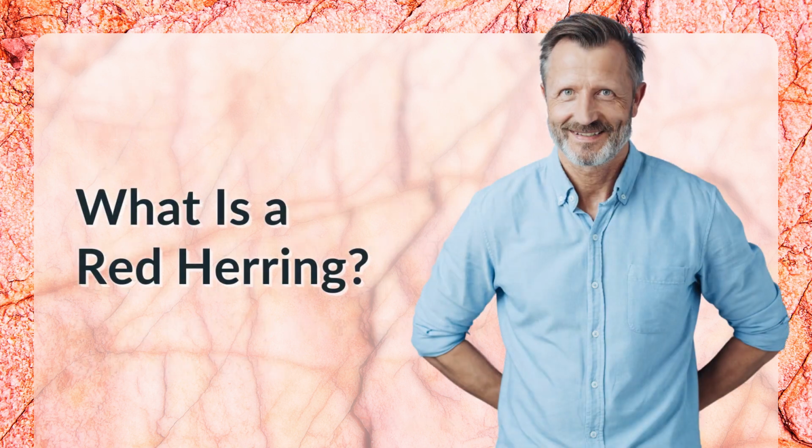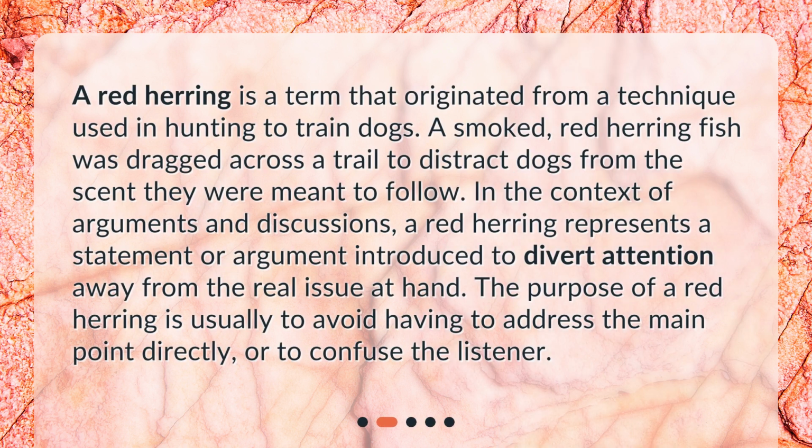What is a red herring? A red herring is a term that originated from a technique used in hunting to train dogs. A smoked, red herring fish was dragged across a trail to distract dogs from the scent they were meant to follow. In the context of arguments and discussions, a red herring represents a statement or argument introduced to divert attention away from the real issue at hand. The purpose of a red herring is usually to avoid having to address the main point directly or to confuse the listener.